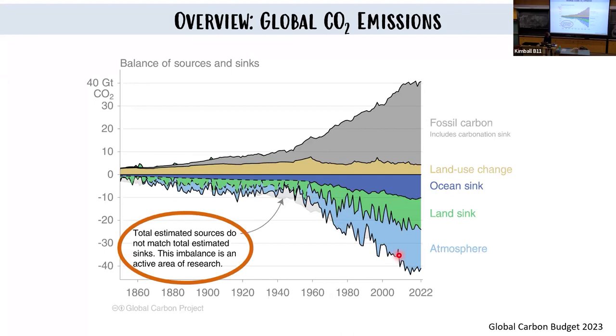What I want to draw your attention to is that light gray line in the background. It's being hidden a little bit where this laser pointer is. So sometimes you can see it and sometimes you can't. That's the budgetary imbalance. Sometimes our budgets overestimate and underestimate those sinks of what's happening to the carbon. And so again, this is an accounting problem.